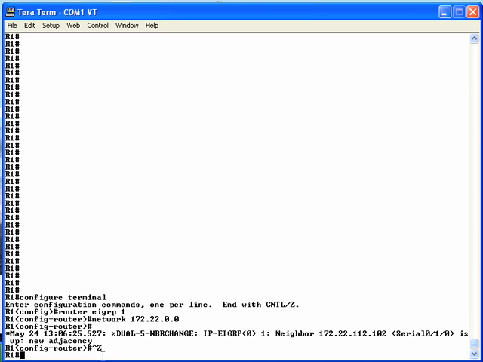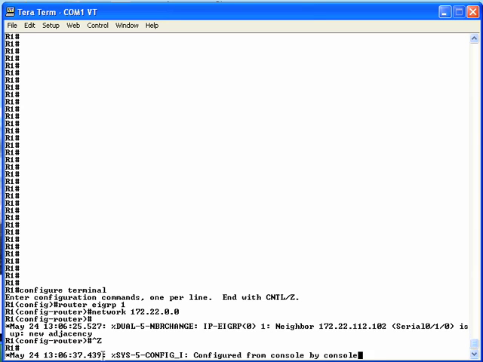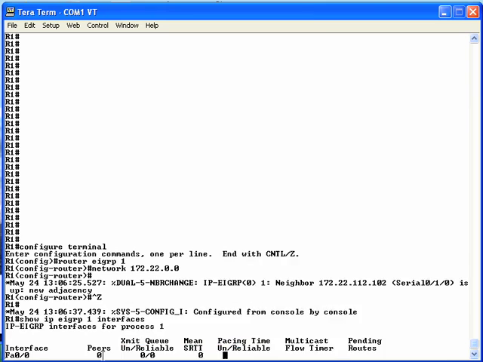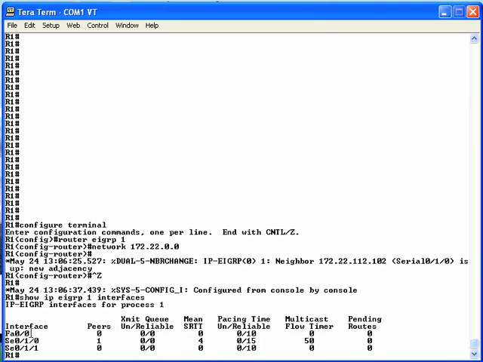To verify that EIGRP is enabled on all three of those interfaces, we need to use a different command than we used with RIP. So if we do the show ip eigrp 1 interfaces command, with 1 referencing the AS number, look at the output. Notice we see one line for each of the three interfaces, FA0/0, serial 0/1/0, and serial 0/1/1. So this is a confirmation that that network command did indeed enable EIGRP on all three interfaces.